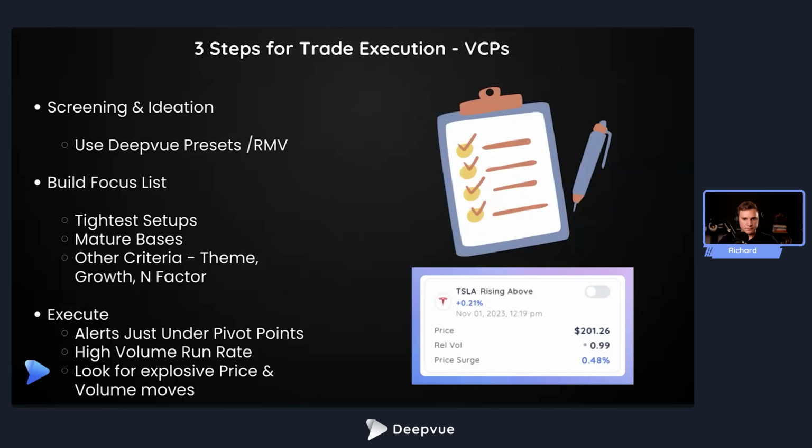So focus on those. We're not pitching this as the pill that you need and all your pains will go away. It's to scan for tight price action, but you still have to come back and look for mature bases, good themes, big volume, and the trend of the market. All of those things still matter. It's part of the puzzle. It's there to help you. It's a tool that you can use.